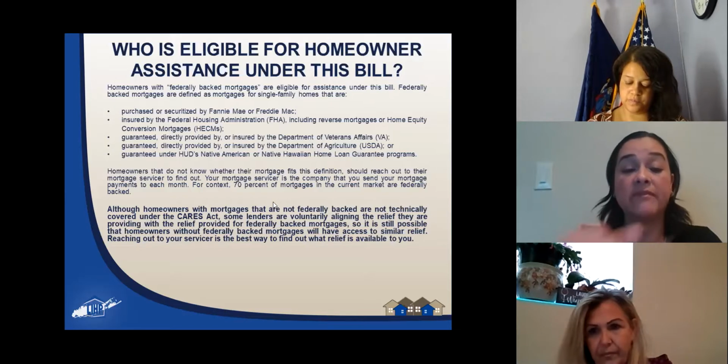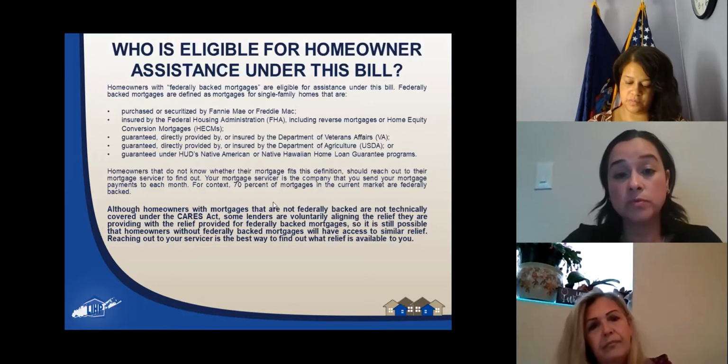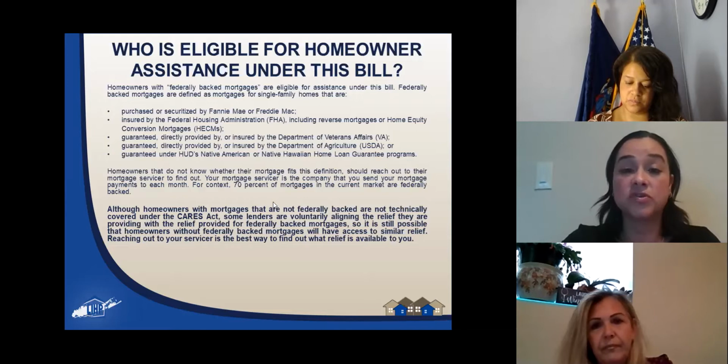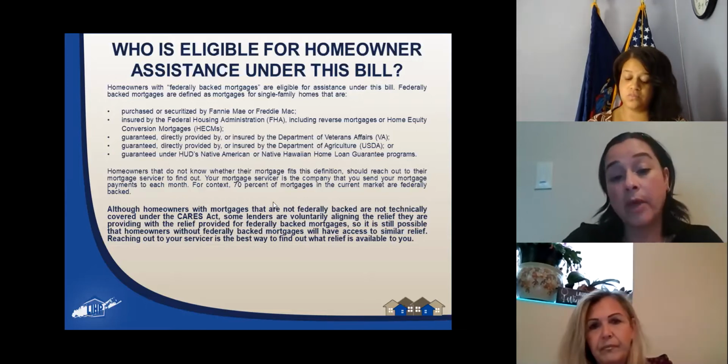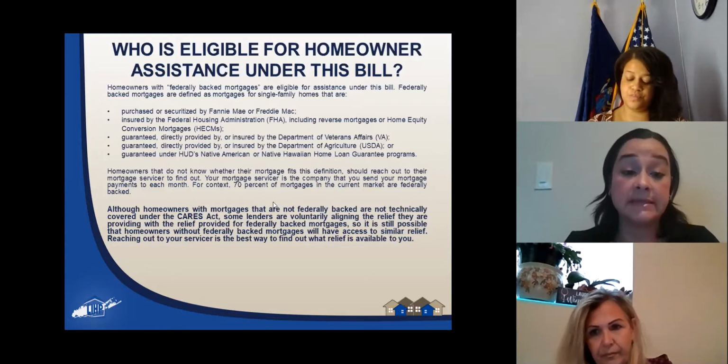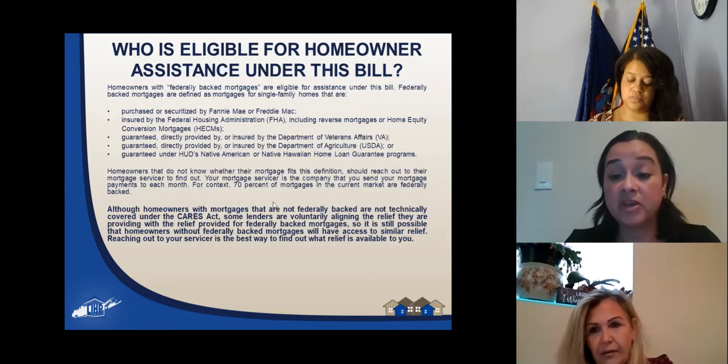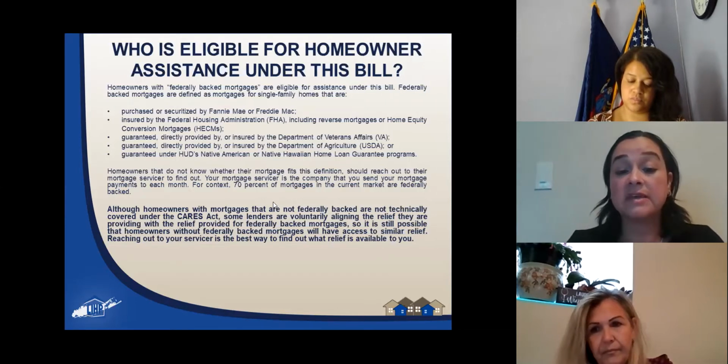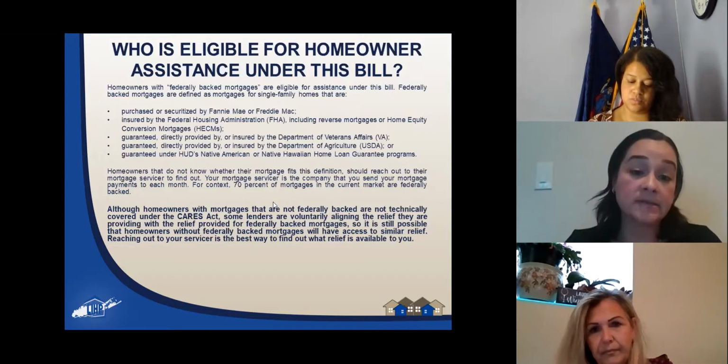So if you know you have any of those types of loans, and if you don't, you can easily contact your servicer. You know that they have to offer you that forbearance if you've been affected by the COVID-19. Okay. Now, homeowners that do not know whether their mortgages fit the definition should reach out to the mortgage servicer and find out. Your mortgage servicer is the company that you send the mortgage payments to each month. For context, like I said before, 70% of mortgages in the current market are federally backed.